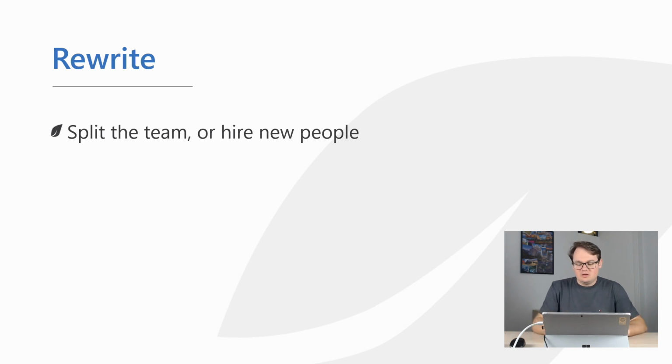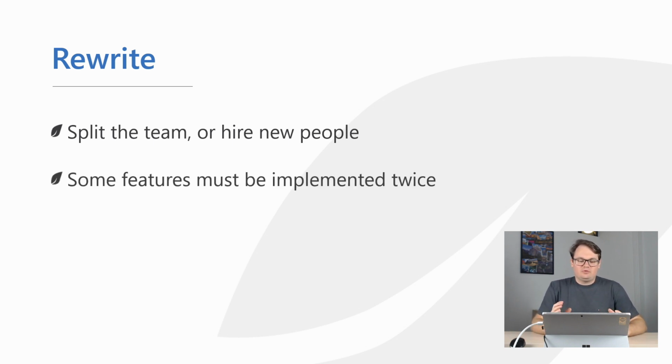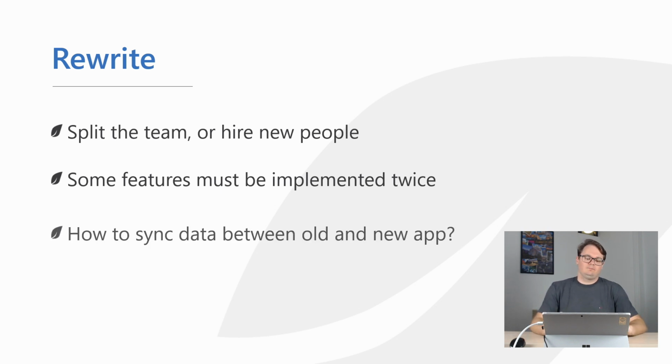and of course you will have to implement some features twice because the old application is still being used. And if there is some feature that is really critical, you will have to implement it in the old version, and of course you will need to have it also in the new version, so there can be also some redundant work.